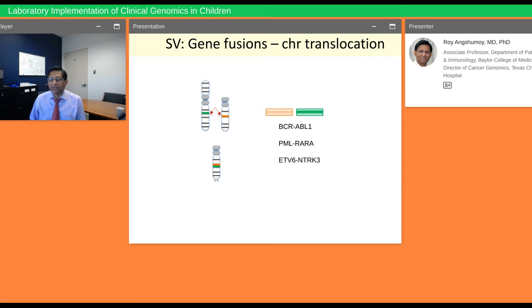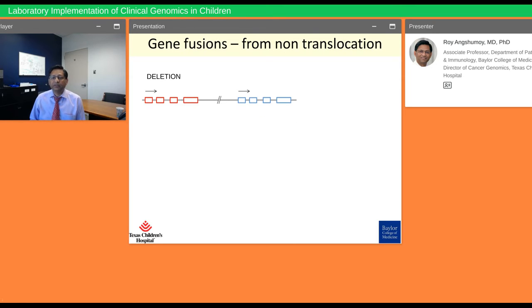And these examples are well known and widely studied and have been known for two decades and sometimes three decades. BCR-ABL1 in leukemias, PML-RARA, ETV6-NTRK3. Classic examples. However, it's important to realize that gene fusions in pediatric cancers, or in adult cancers for that matter, can also arise from different non-translocation mechanisms. And often these are intrachromosomal events between different portions of the same chromosome. And often they might be cryptic and not detectable by other mechanisms.